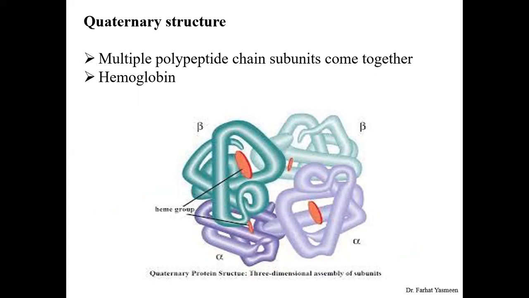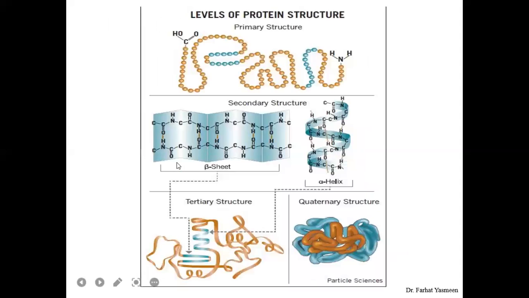Hemoglobin carries oxygen in the blood and is made up of 4 subunits, 2 each of the alpha and beta types. Two chains are of the alpha type and two chains are of the beta type. This is the structure of hemoglobin that contains the quaternary structure. This is the overall level of protein structure in a single picture.